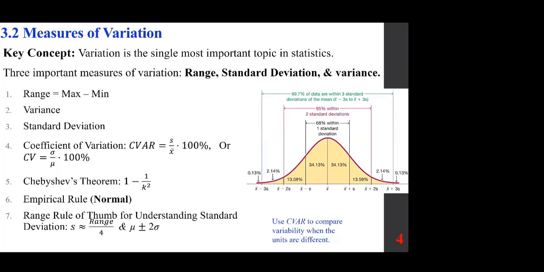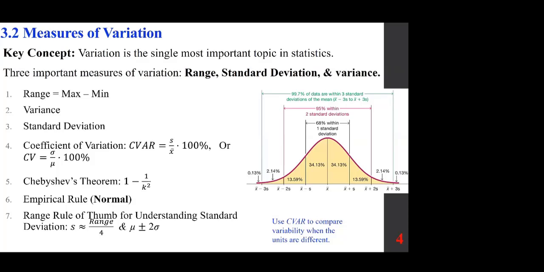Then we look at the variance, standard deviation, and coefficient of variation. Sometimes they call it CV, sometimes they call it CVAR, which is simply the ratio of the standard deviation to the mean. If you're looking at a sample, we use S over X bar. If you're looking at a population, we use sigma over mu. And that 100% is changing it to a percentage. Chebyshev's theorem refers to distributions that are not normal, or in general, and it uses the formula 1 minus 1 over k squared. K is the number of standard deviations away from the mean.